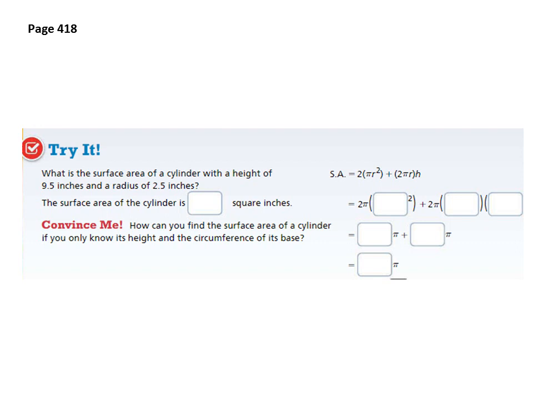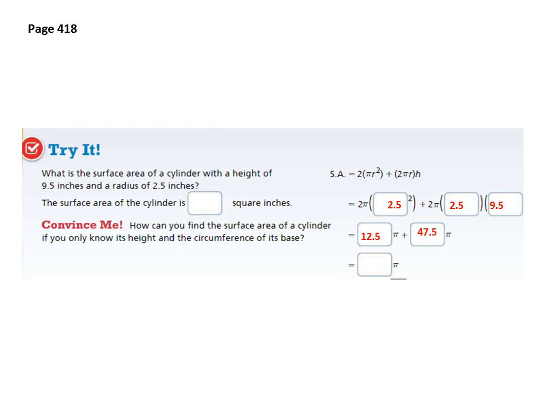Of course, according to the question, the radius length is 2.5 and the height is 9.5. So now, instead of r, write 2.5, and instead of h, write 9.5. Simplify to find the simplest form.